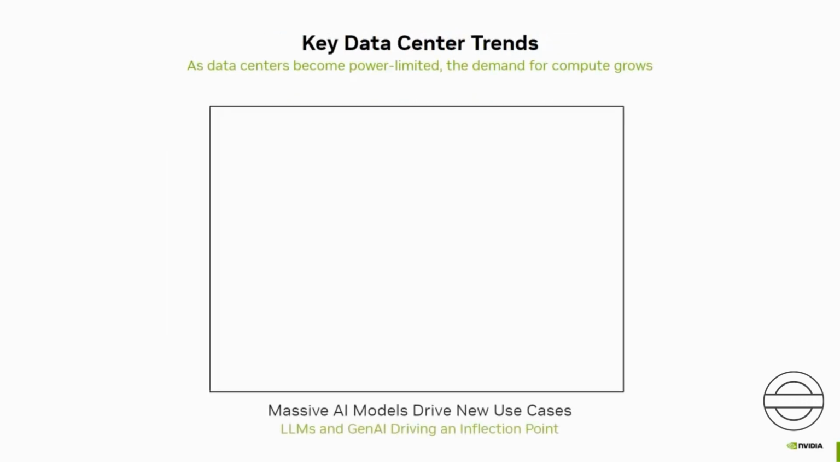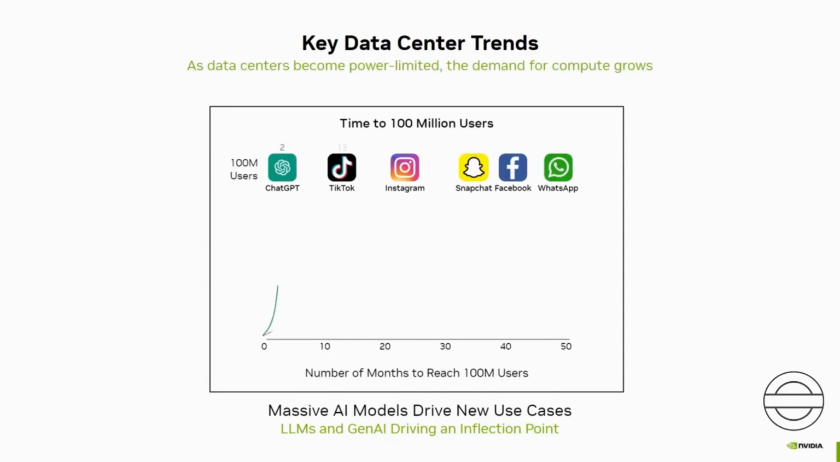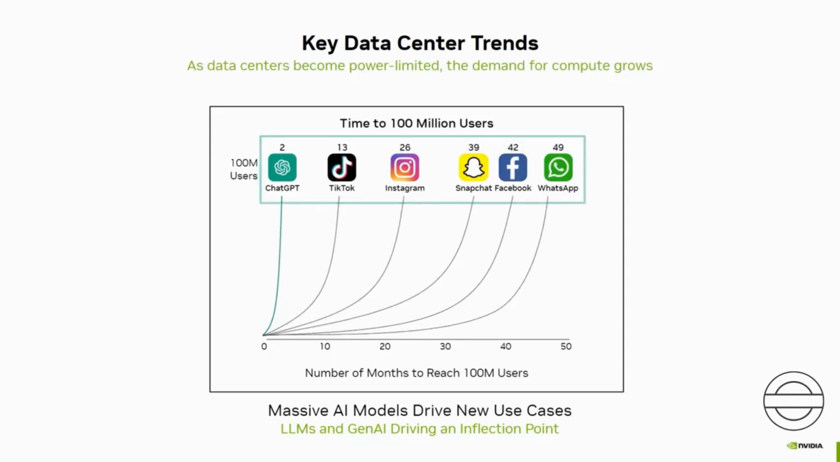The data center landscape is accelerating. Consider the pace at which new services are being adopted, and to see how AI is accelerating the adoption of new services and capabilities. For instance, let's examine the time it took these apps to amass 100 million users. WhatsApp attained 100 million users in 49 months. ChatGPT did so in just 2 months.